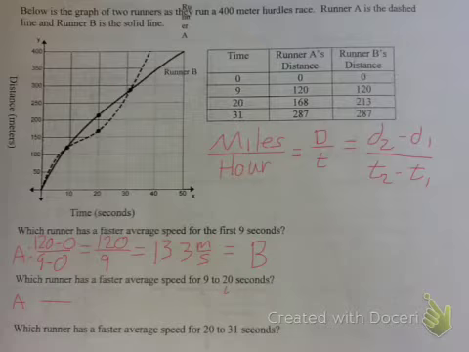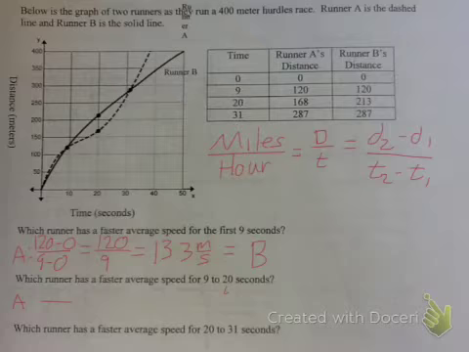And if you notice, runner B has the exact same distance at 9 seconds. So we're going to end up with the same thing. So we would say, which runner has a faster average speed? Well, neither of them. They have the same speed. They run the exact same distance in the same exact time interval.